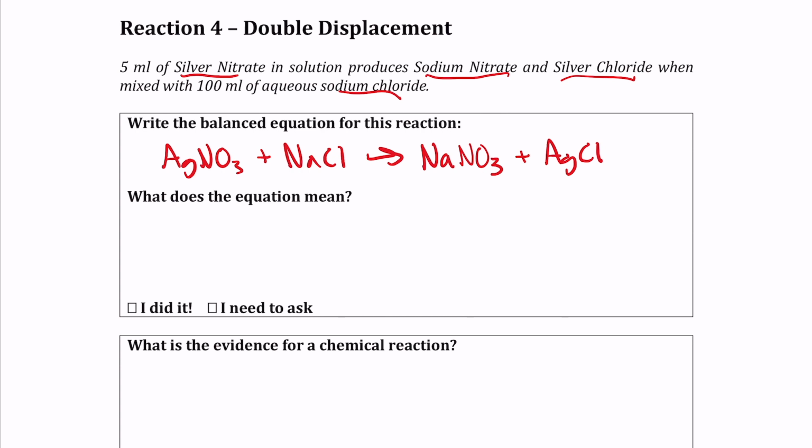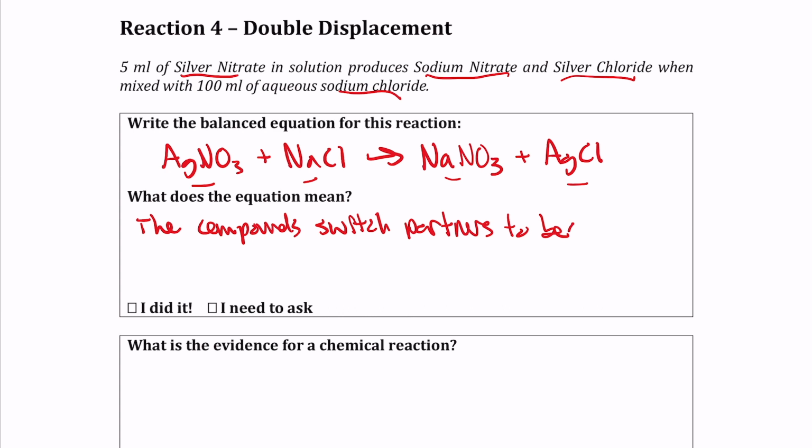So what does this equation mean? Well, we can look at it and see that there's two sets of partners, and they create two sets of partners, but they've switched. And so what this equation means is that the compounds switch partners to become new chemicals or new compounds themselves.